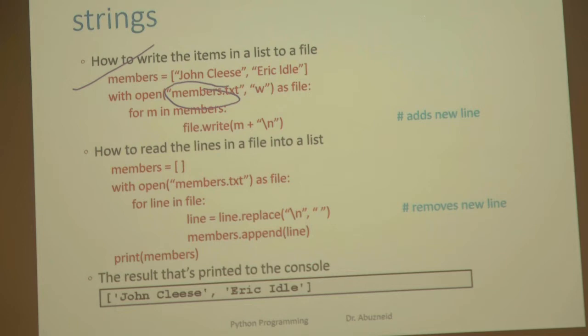Members.txt, right? In the write mode, right? And again, the object is file. That's the object that I will use. Now, for M in members, so what is the first M? Johnny, please. What is the second M? Eric Idle. So I'm iterating, okay? For M in members, file.write(M), and I'm adding a new line to it. So what I'm doing in here, I have data in the list, I'm reading it, and writing it back to where? To the file.